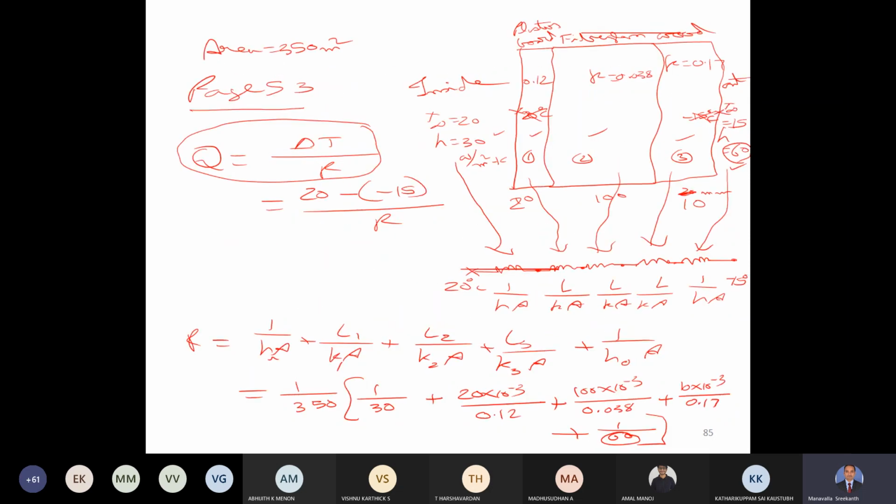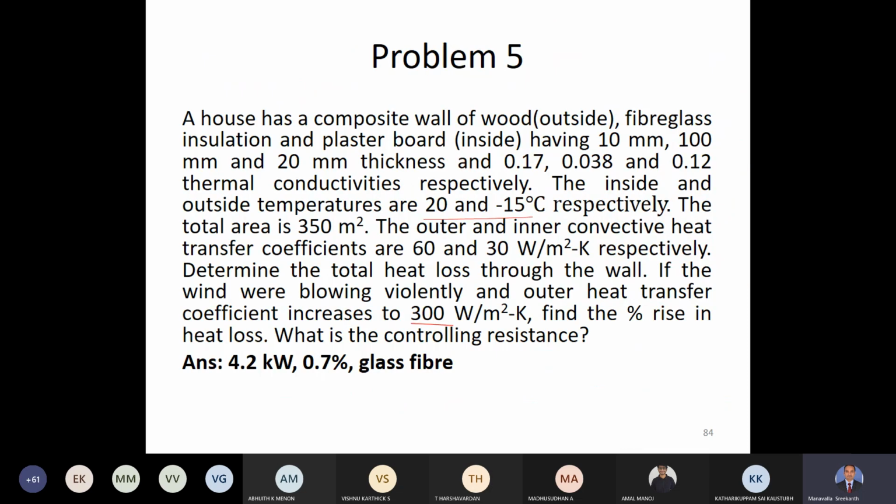So we are asked to find what is the percentage increase. You calculate that percent. You can see the answer here; you will get it as 0.7. Okay. Now there is a last question. What is the controlling resistance?